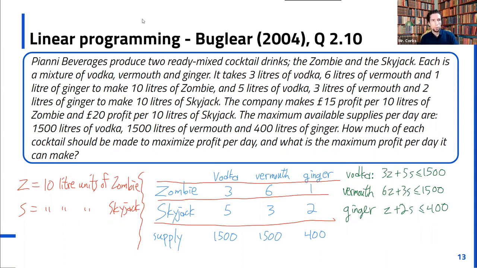So the things that we can vary, if we read the problem, the question is, how much of each cocktail should be made? So how many things of Z, how many things of S? Because those are the two cocktail drinks, the two types. That's the thing that we can vary. You might say, well, how many units of vodka we're using? We're not directly choosing to use the vodka. That's not one of the drinks. The vodka just is required for this other thing that we are choosing.